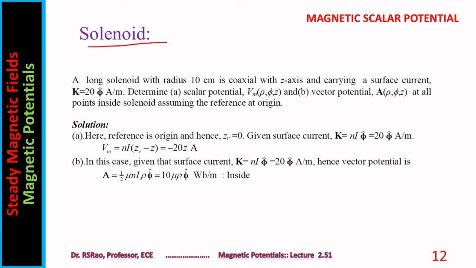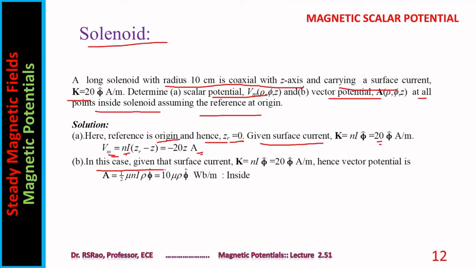Now a problem, solenoid. A long solenoid with radius 10 cm is coaxial with the Z axis, carrying a surface current K equal to 20 phi cap amperes per meter. Determine scalar potential and vector potential at all points inside the solenoid, assuming reference at origin. Here the reference is origin, and hence Zr equals 0. Given surface current is K equals Ni phi cap, so 20 phi cap. So Vm, Ni is 20, Zr is 0, so Z is Z, therefore we will get minus 20 Z amperes.